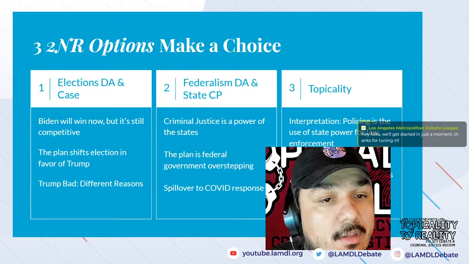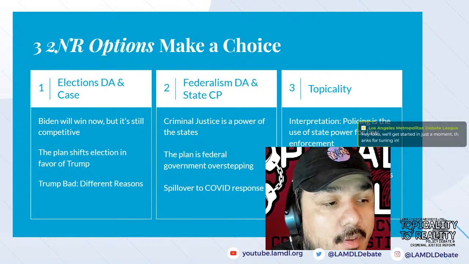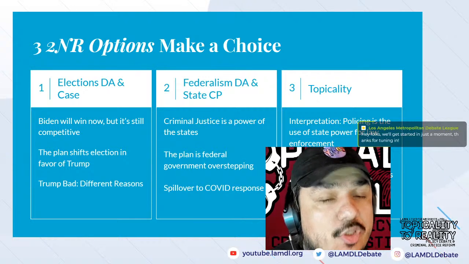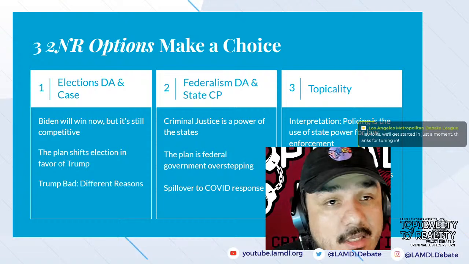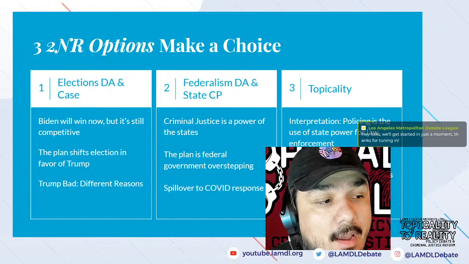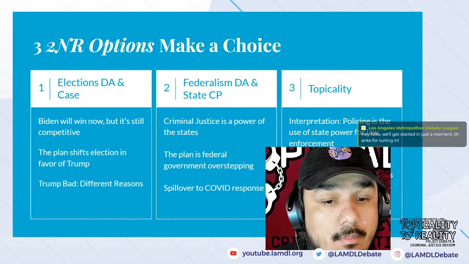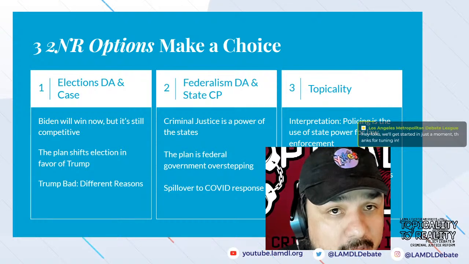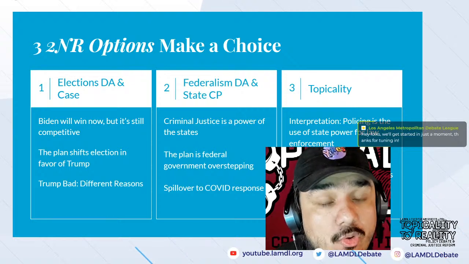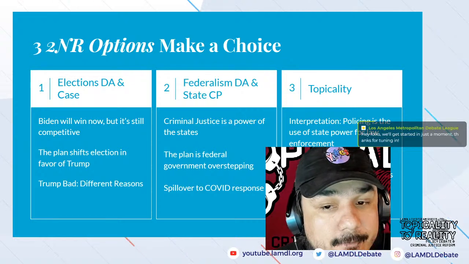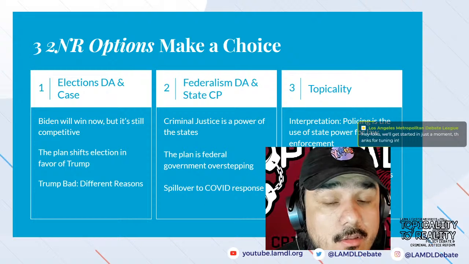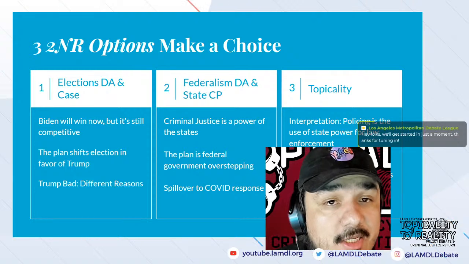So you generally have 3 2-and-R options. These aren't the only ways that you can mix and match these arguments, but the way the file is designed is based around these 3 potential outcomes in the debate. You could throw all of these out there in the 1NC, but by the 2-and-R, you're most likely going to select one of these 3 strategies.